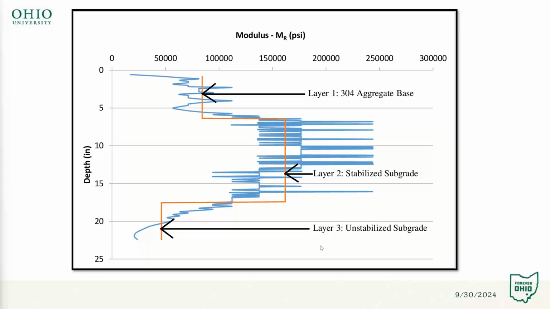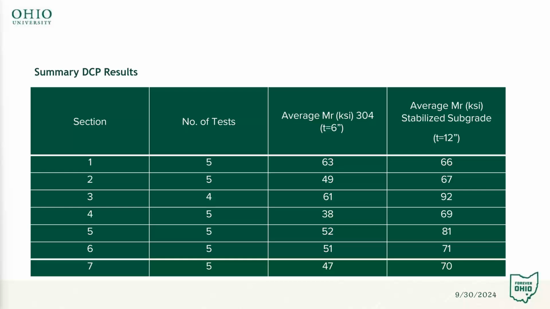reference here cited 2007. So this picture shows what we did with the DCP data, normalized to what a 304 base would be, and 304 is the ODOT designation for the aggregate base, and then through the stabilized base, and then going down through the unstabilized base as well. The summary of the DCP result gave us the average resilient modulus for the 304 base and the average resilient modulus for the stabilized subgrade. And from those numbers, we went on to get the CBR values for our analysis.